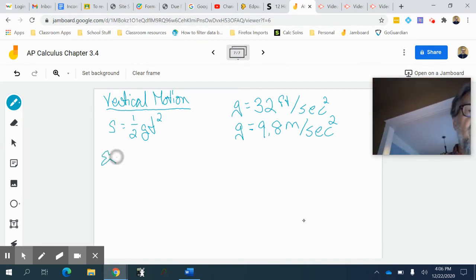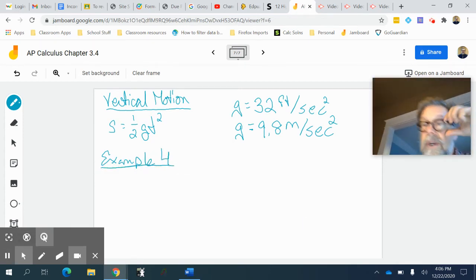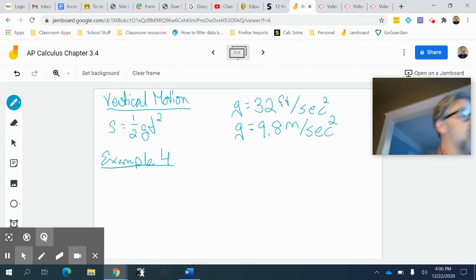This is example 4 in the book. I'm going to pause for just a moment and turn a light on because it is starting to get dark outside. So here's what we got.